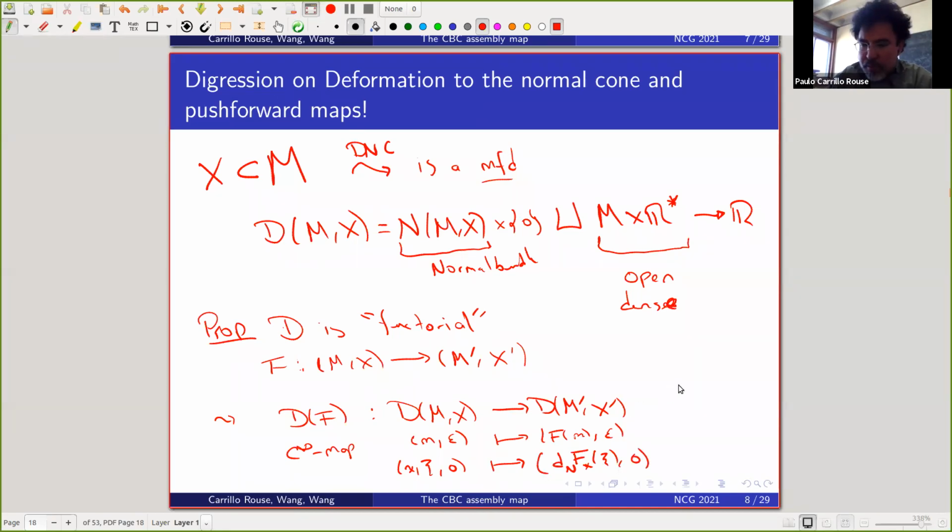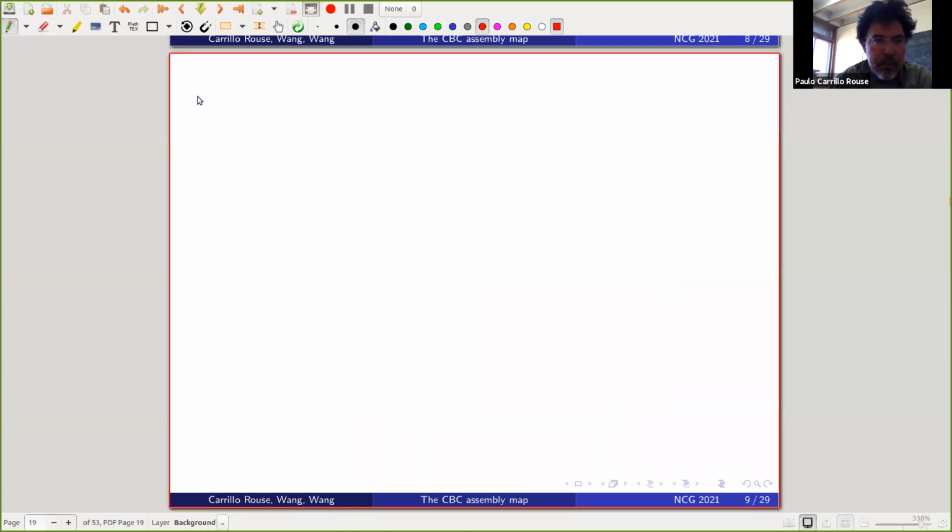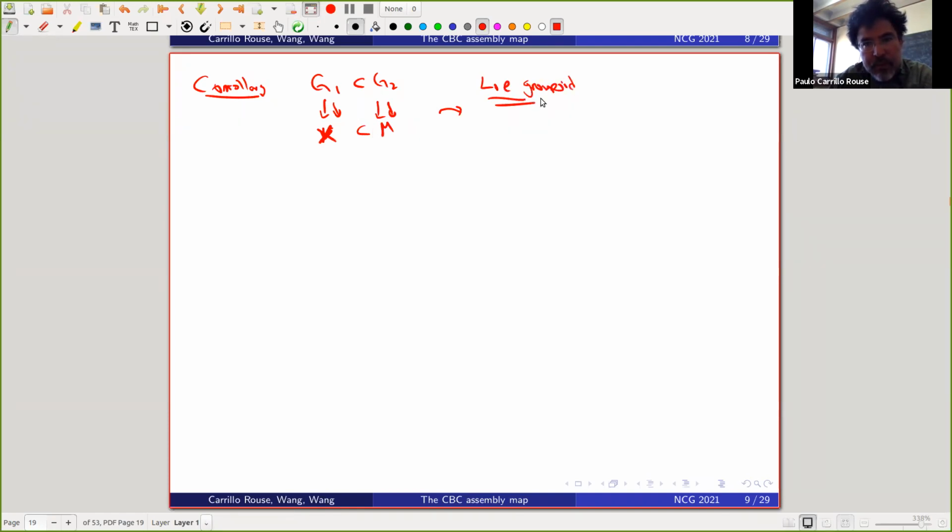But a very interesting consequence, a corollary, is that if now you have an inclusion of Lie groupoids, for example, you have X and you have M, then you have a Lie groupoid, which is also a big word because it contains a lot of things. So this Lie groupoid is given by deforming all the structures of G1 as a subgroupoid of G2. So you take a groupoid G2 and a subgroupoid G1. This is what I will call the deformation to the normal cone Lie groupoid.